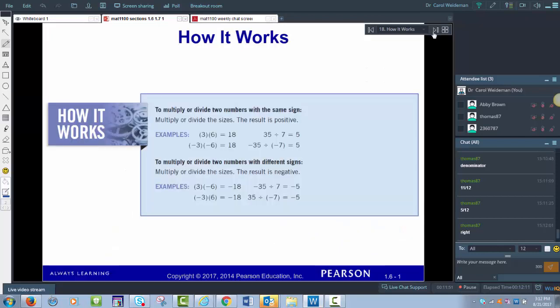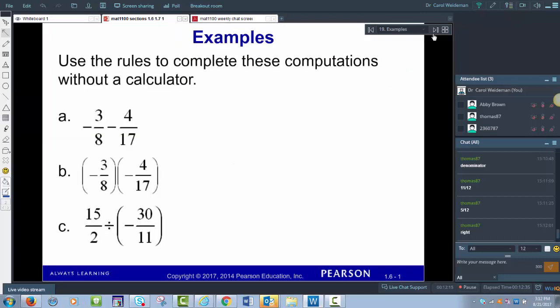All right, let's see. Multiplying and dividing. When we're going to multiply, we simply multiply or divide the sizes, and then we have some rules about the signs. Remember, if the signs are the same when we're multiplying or dividing, we always get a positive result. If we're multiplying or dividing two numbers with different signs, we always get a negative result. So let's try a couple. Oh, these are a bit harder, actually.